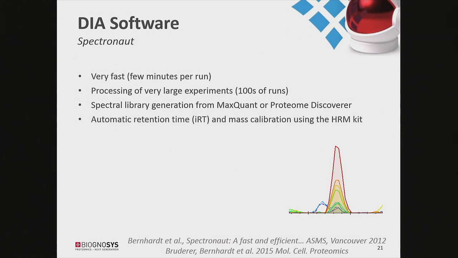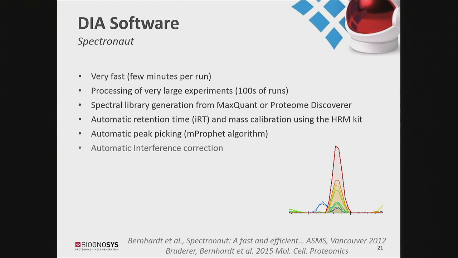We use the concept of IRT. You need the HRM kit spiked in, as I said before. We have automatic peak picking and FDR estimation, so you don't need to manually go into the data and pick these tens of thousands of peaks. You can do it all automatically.